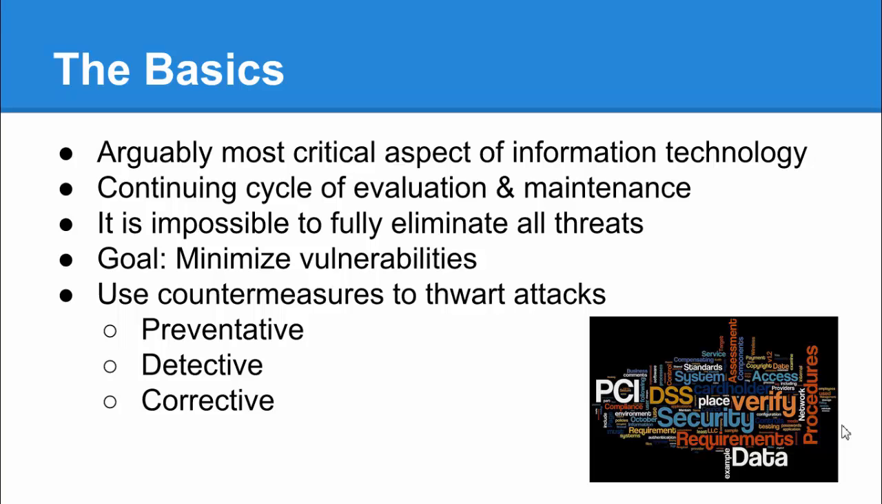Attacks can be thwarted using three different types of countermeasures: preventative, detective, and corrective. Preventative countermeasures prevent attacks from succeeding. Detective countermeasures identify when a threat is attacking and when it is succeeding. Early detection can help minimize damage. Finally, corrective countermeasures get the business back on track after a compromise.